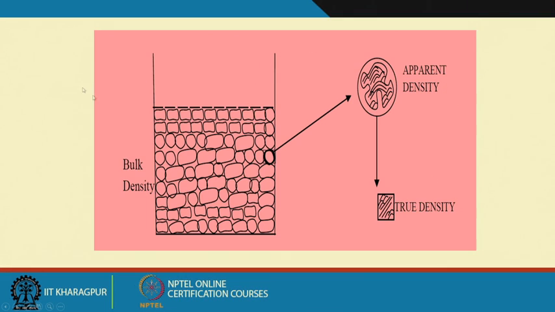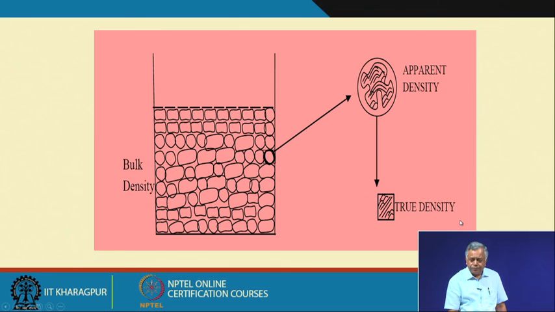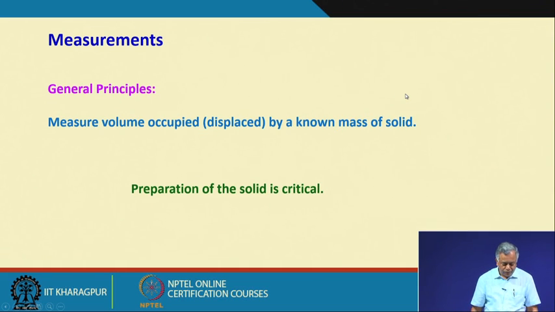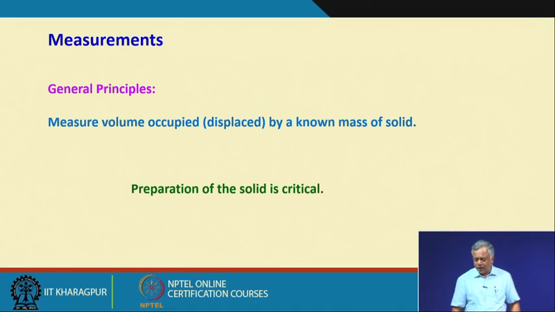But for mineral processors, we are hardly worried about knowing the true density. We are more interested in knowing the bulk density and many times the apparent density. So, when we measure, we try to measure the density of the particle. The general principle, as I said, is based on Archimedes principle, that is, measure the volume occupied by a known mass of solid.